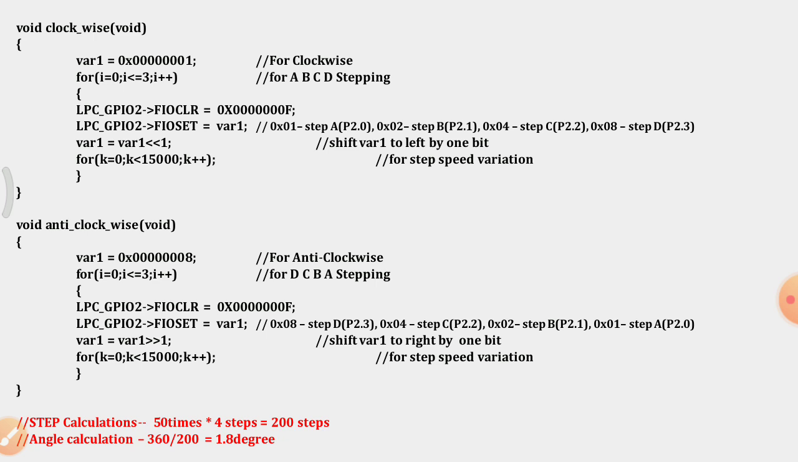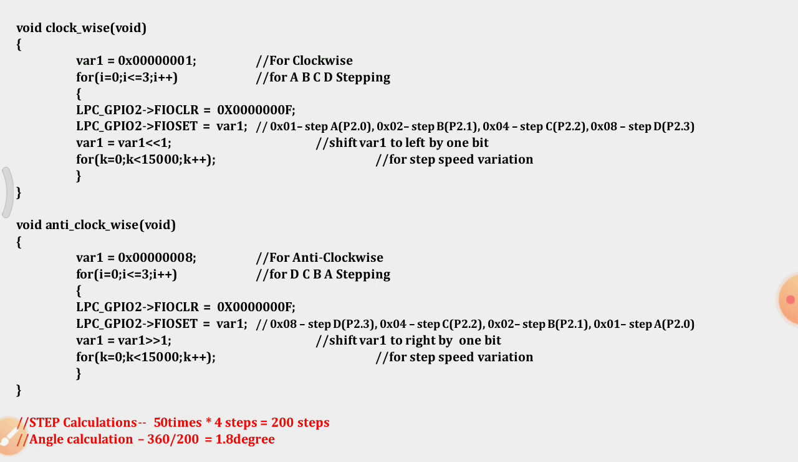Then again for the 4th time, I am shifting the var1 value to the left side by 1 position. So now the var1 value will become 08. 8 means P2.3 will get a high value on its pin, that is step D. So these 4 steps have been done in this one function. So I am calling this function 50 times. The calculation part we will do in the last.